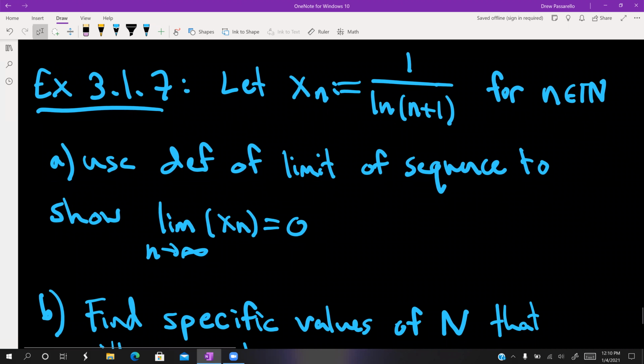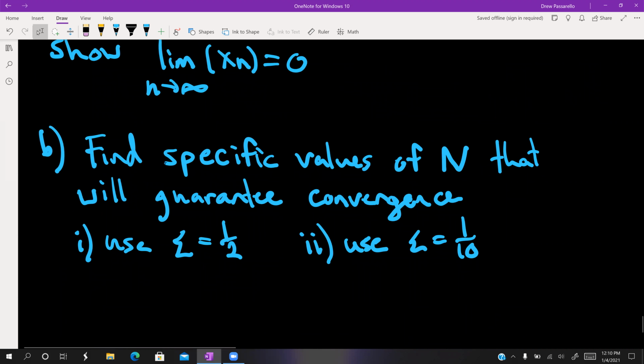So this is exercise 7, and it says let xn, or the nth term of some sequence, be defined to be 1 over the natural log of n plus 1, where n is a natural number. Use the definition of the limit of a sequence or convergence of a sequence to show that the limit is going to be 0. And then part B is find specific values for capital N that guarantee the convergence when epsilon is 1/2 and epsilon is 1 over 10. Okay, so that's the problem.